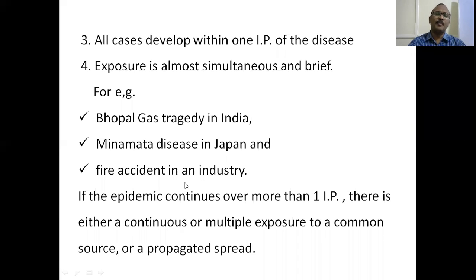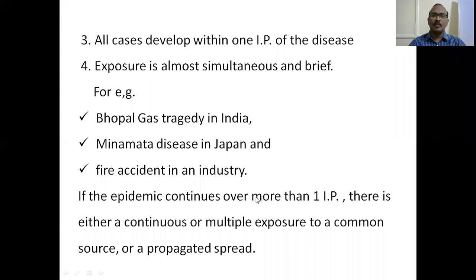An example of a point source epidemic can also be a fire accident in an industry. Fire that happens in an industry is one time, and all the employees or workers in a factory are affected. So the fire accident can be taken as an example of point source epidemic.